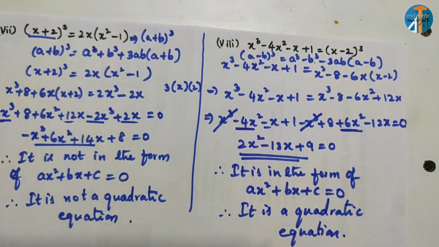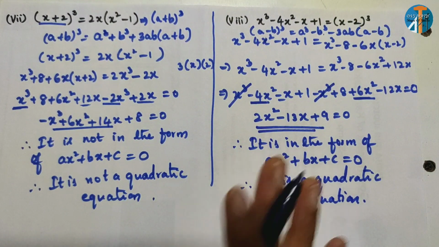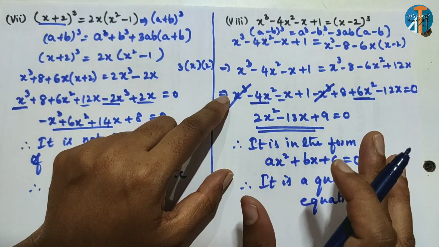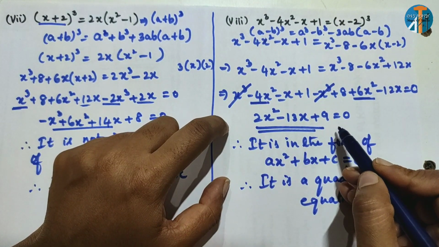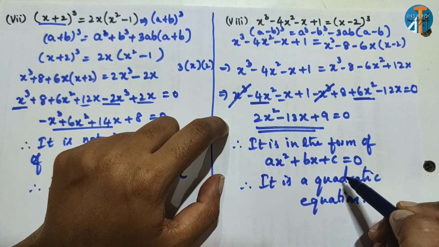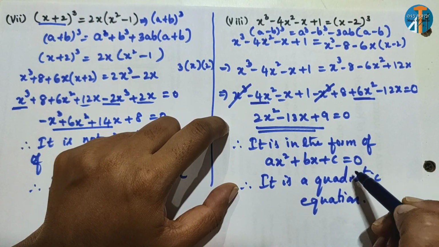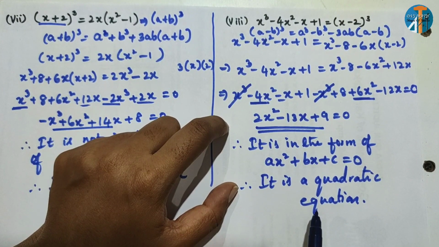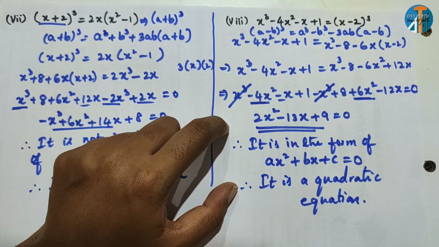The only thing in the first question is to simplify with regular multiplication or using identities and check whether the final answer is in the general standard form of a quadratic equation or not. If it is in the general form, write it as a quadratic equation. Otherwise, write that it is not a quadratic equation. So this is about question number 1 in exercise 10.1.